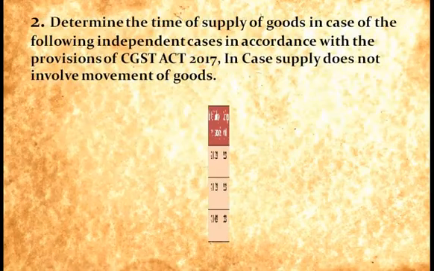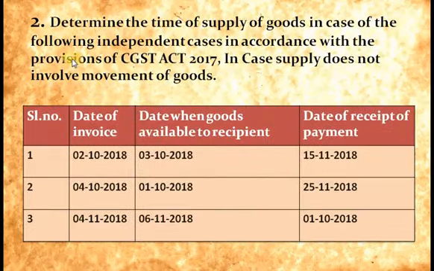Here, determine the time of supply of goods in case of the following independent cases in accordance with the provisions of the GST Act 2017. In case supply does not involve movement of goods, that is, they have not given when it has been taken from the campus or from the factory. So in this particular case you need to check. Date of invoice is 2/10/18. Date when goods available to recipient is 3/10. Date of receipt of payment is 15/11.